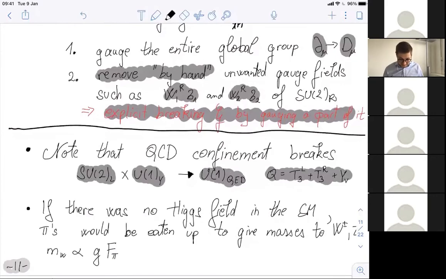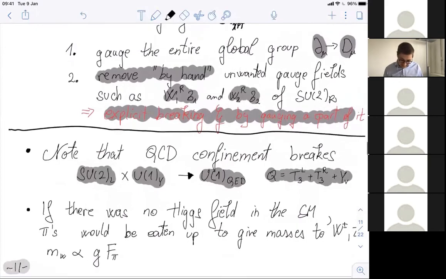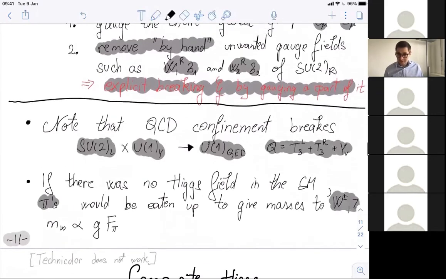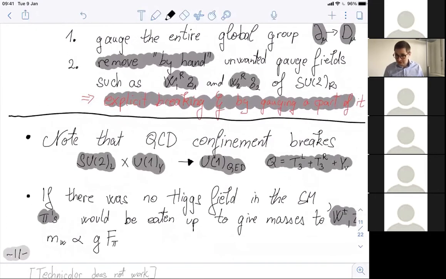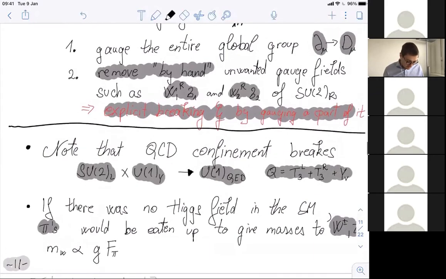If there was no Higgs field in the standard model, then in that universe, if it exists, pions would be eaten up by W and Z. So pions would be Goldstone bosons that are eaten by W and Z. It's the gauging of the spontaneous symmetry breaking. And therefore we would have W with the mass of g times F pi, something like below 100 MeV, 50 MeV or something like that. W and Z would be massive. There would be no pions. Pions would be eaten up by W and Z.